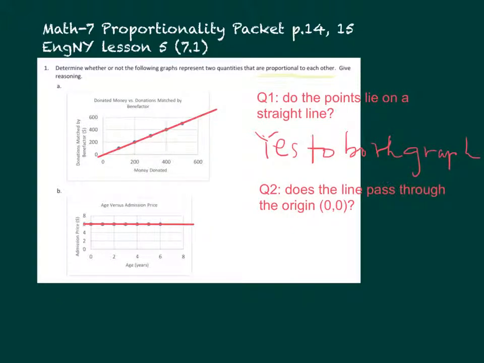The second question is, does the line pass through the origin (0, 0)? You look at the first graph here. This line looks like it passes through the origin, but when you look at graph B, the line misses the origin by quite a bit. So in other words, graph A shows a proportional relationship, but graph B does not. So proportional is A, but not B.